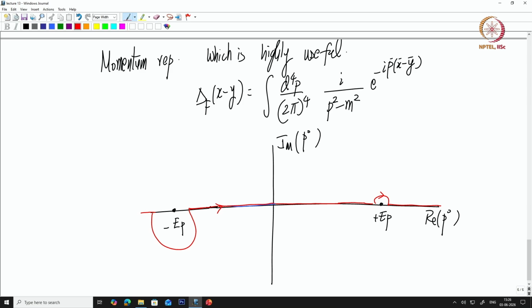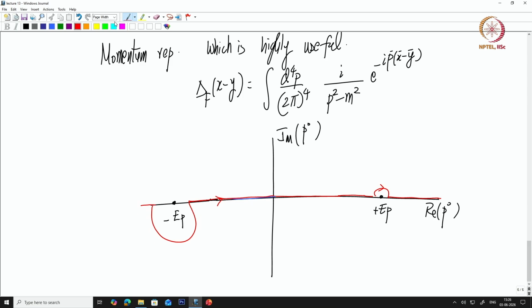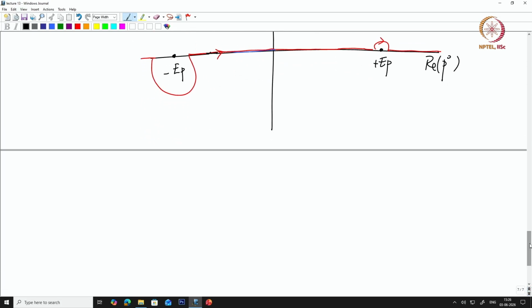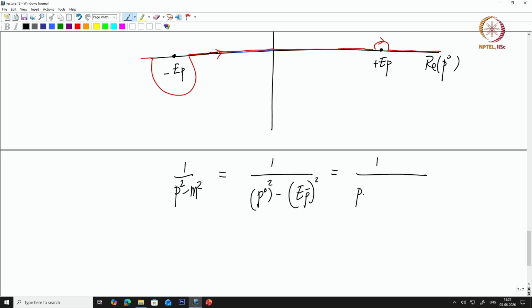Let me explain this a little bit more. There is a pole in p square minus m square. So 1 over p square minus m square is equal to 1 over p0 square minus E_p square, which is equal to 1 over (p0 minus E_p) minus 1 over (p0 plus E_p).